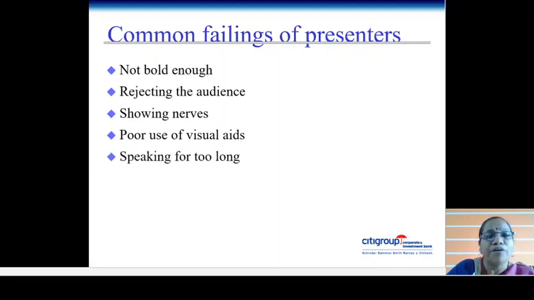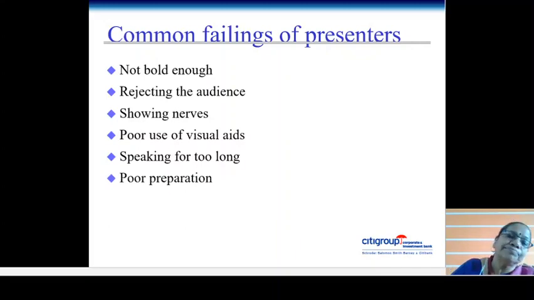Speaking for too long. Some people have the habit of speaking too long, and a lengthy presentation also bores. So one should not speak too long and one should not go very short. If you are very short while speaking, if you have taken very little time, it is quite possible that the audience could not get whatever you are speaking. So one should not speak for too long and it should not be too short either.